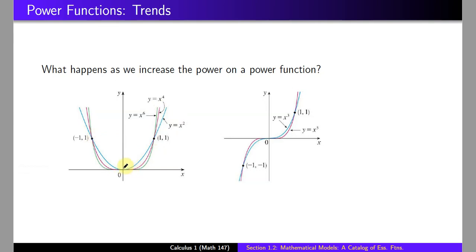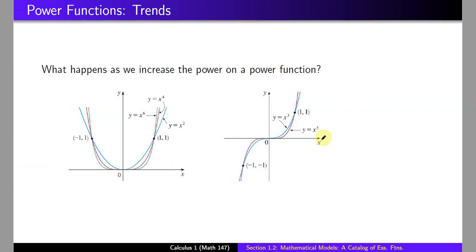But what happens is the parabola is going to kind of flatten out near the 0 to the left and right. And then it's going to grow more rapidly once you get past 1, 1. And that trend continues if you go to x to the 6th, x to the 7th, or sorry, x to the 8th. It's going to increase more rapidly, and it's going to kind of flatten out more towards the 0.